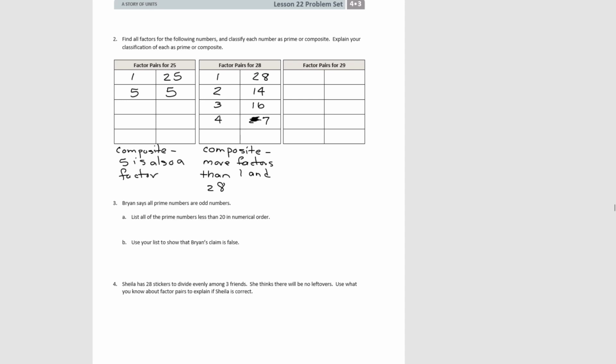Try 29. So we have 1 and 29. Nothing times 2, 3, 4. As we go all the way through the numbers up till half of this, which would be 14 or 15, there's no other factors. So this is prime because the only factors are 1 and 29. And that's our definition of prime, that the only factors are 1 and the number itself.